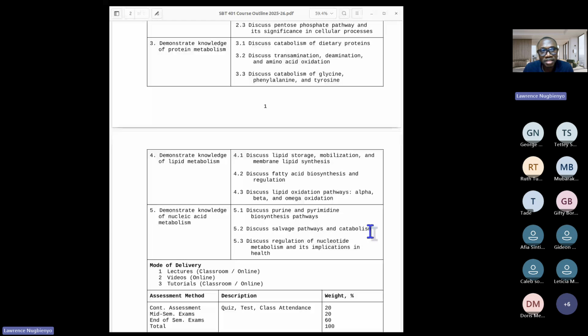This actually, we can call it metabolism of nucleotides because these are the basic units of nucleic acids. So we'll look at metabolism of purines and the pyrimidines, looking at what we call the salvage pathways and then the breakdown, catabolism of the nucleotides. And we'll speak briefly about some health implications that are related with metabolism of nucleic acids. So that's our plan for the semester.